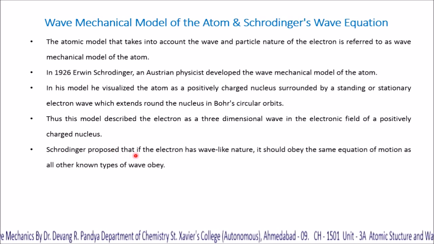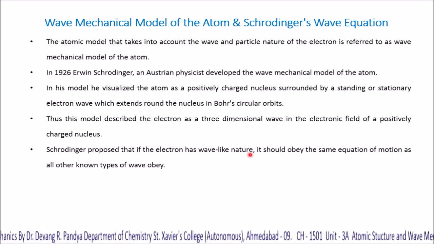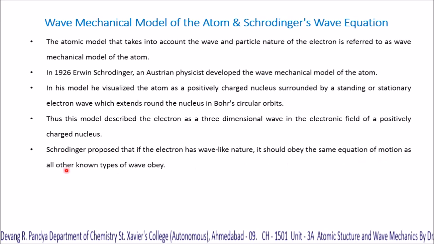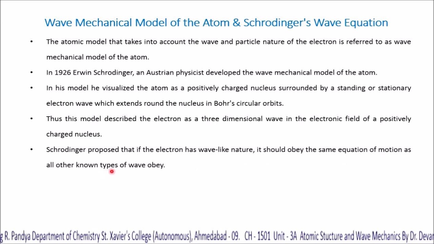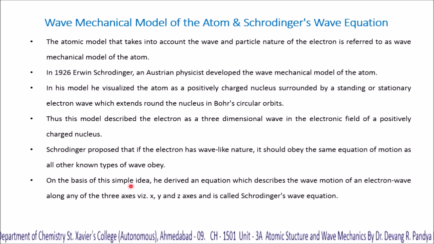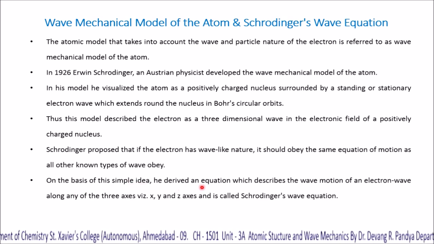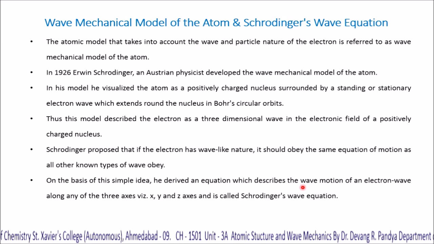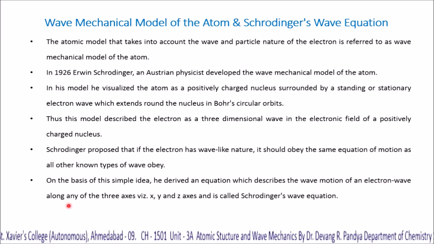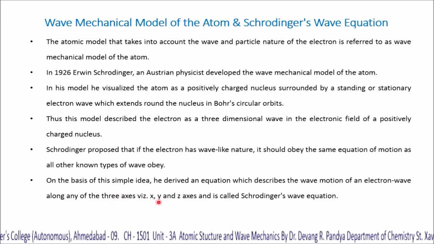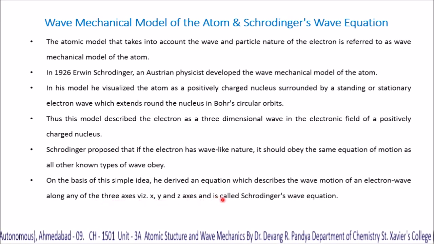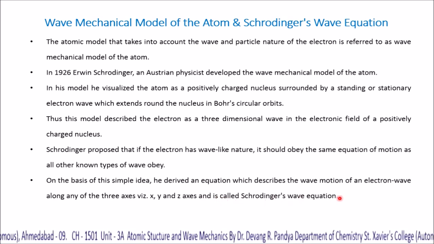Schrodinger proposed that if the electron has wave-like nature, it should obey the same equation of motion as all other types of waves obey. On the basis of this simple idea, he derived an equation which described the wave motion of an electron wave along any of the three axes, the x, y, and z axes, and it is called the Schrodinger wave equation.